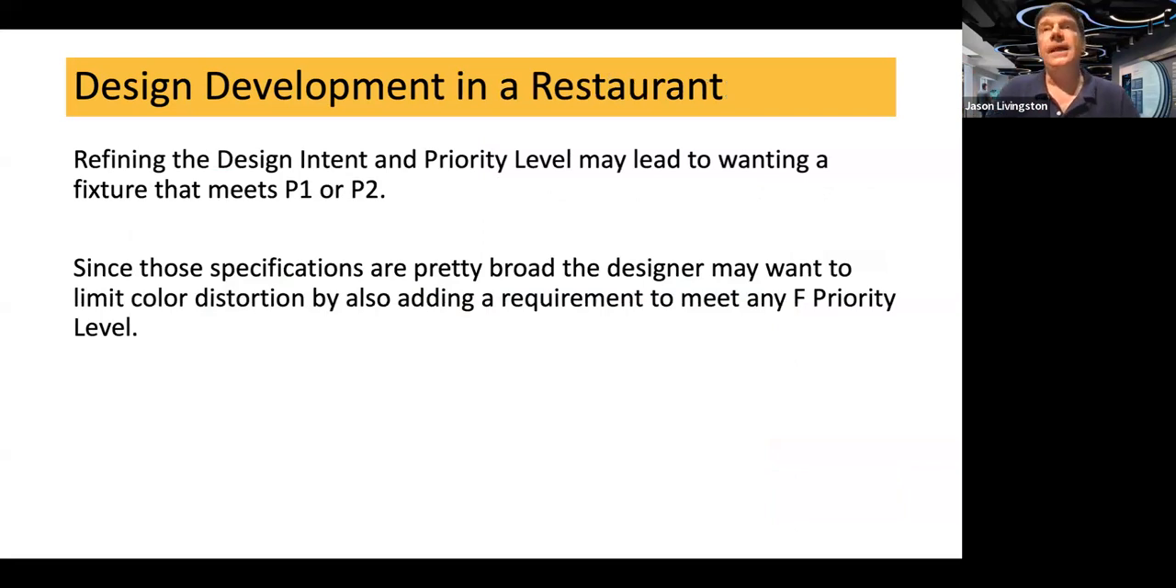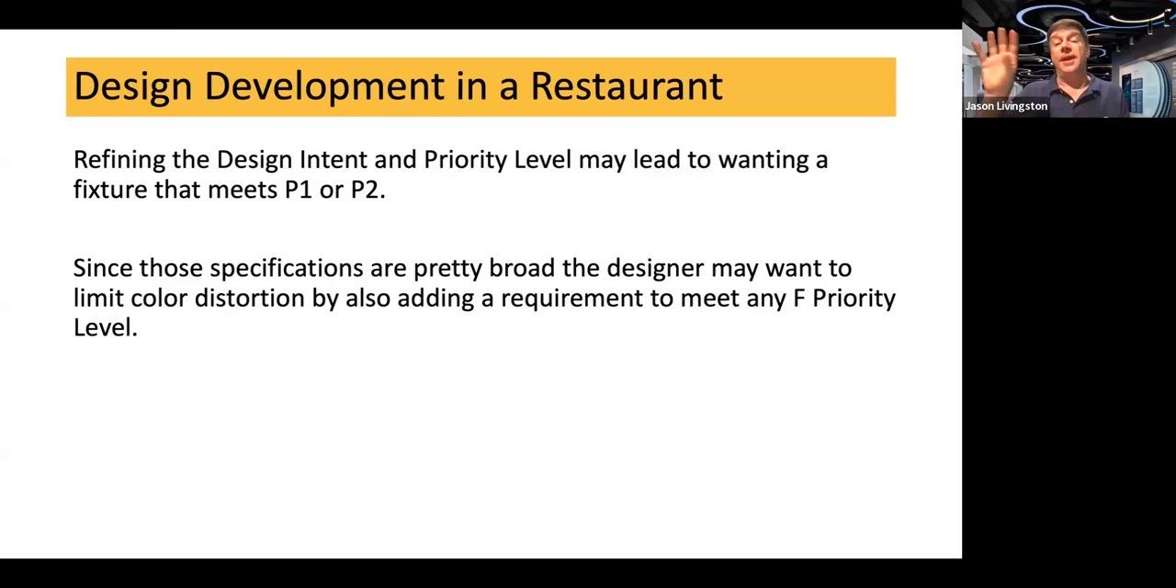Now within DD, because we have overlap, we may find that we want to target more than one design intent. So for instance, I might want a fixture that is P1 or P2, that is preference in my restaurant. But the P2 is a little broad. The P2 permits a little bit more decrease in saturation than I am comfortable with, because I've been working with TM30 for a while and I know what this means.